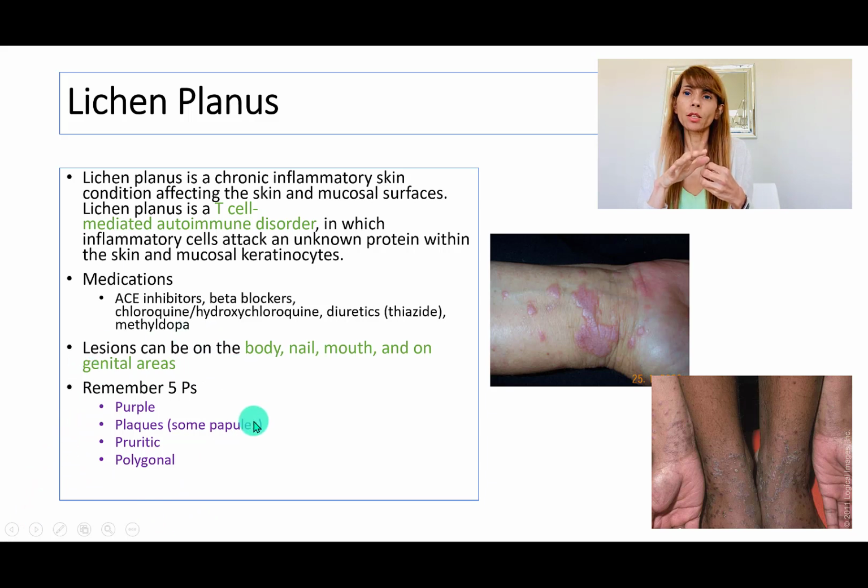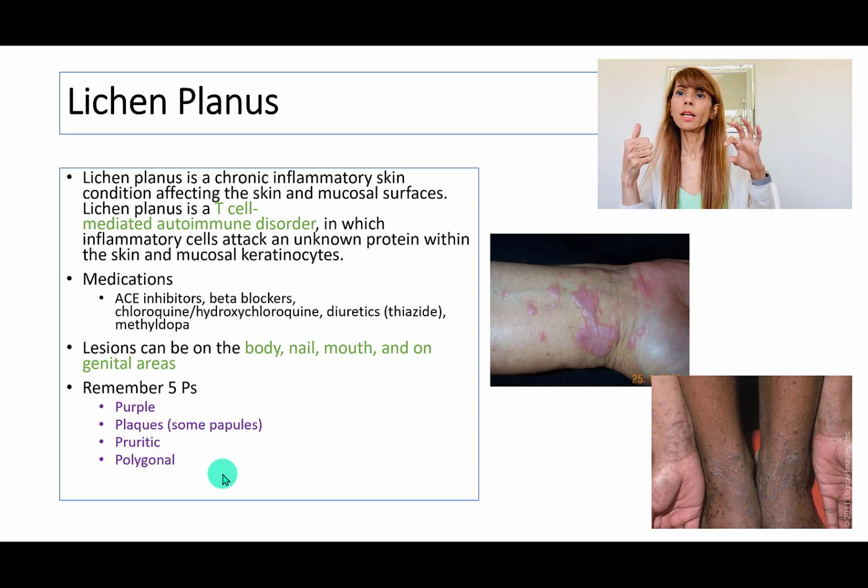So the 5 P's are, these are going to be purple, these are going to be plaques, and although there may be a few papules, these are going to be pruritic, so very itchy, and these are going to be polygonal. So there are a few things that are similar to psoriasis in this condition. For example, psoriasis also is very itchy or pruritic. Psoriasis also has plaques, but psoriasis doesn't have purple hue, and psoriasis isn't polygonal. So those are the things that differentiate lichen planus from psoriasis.